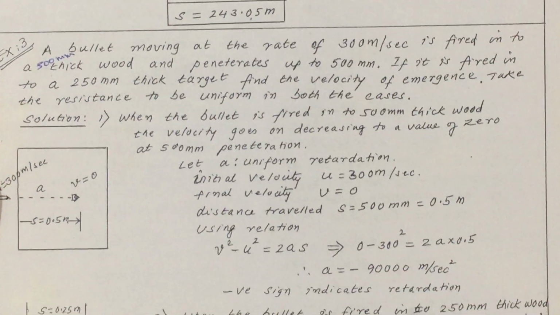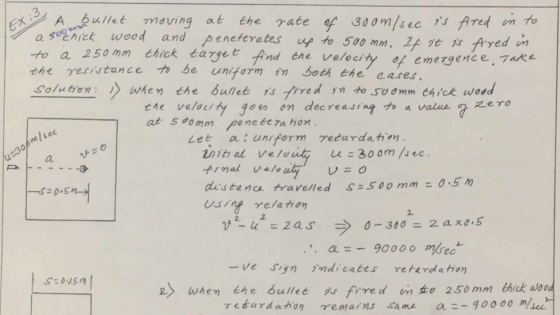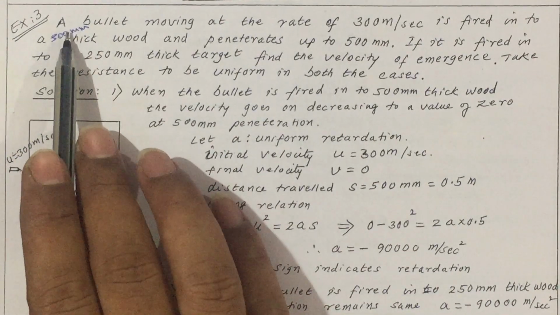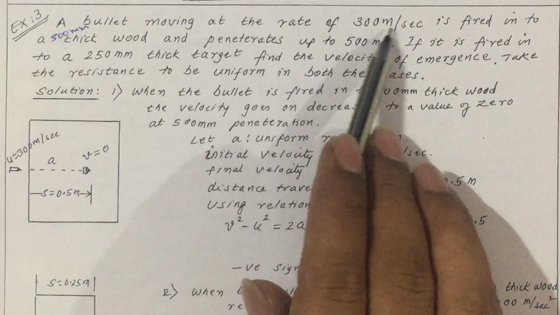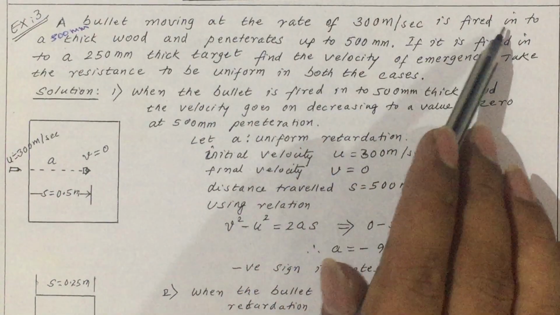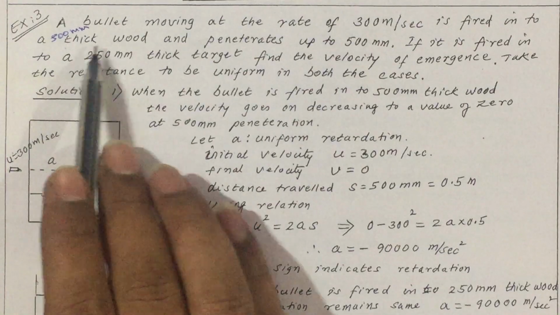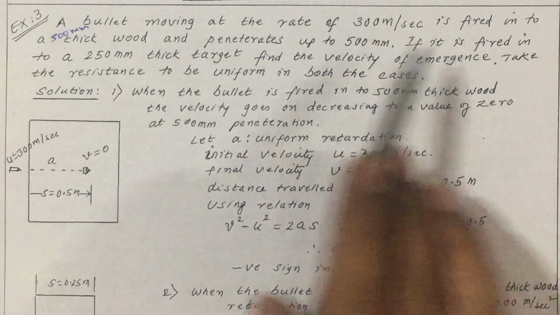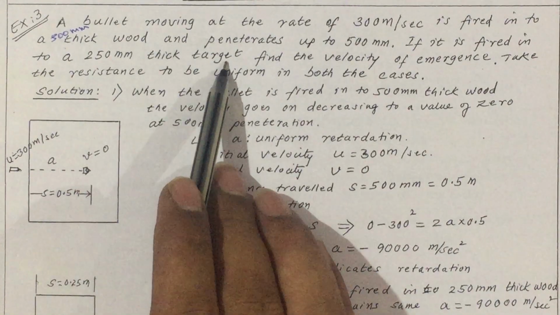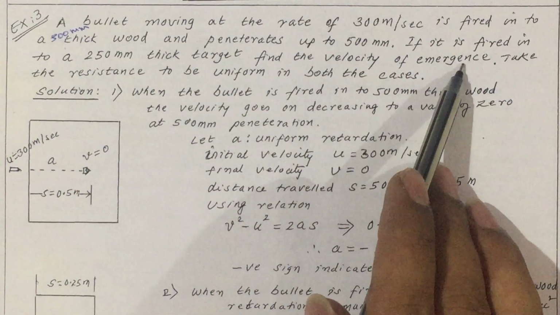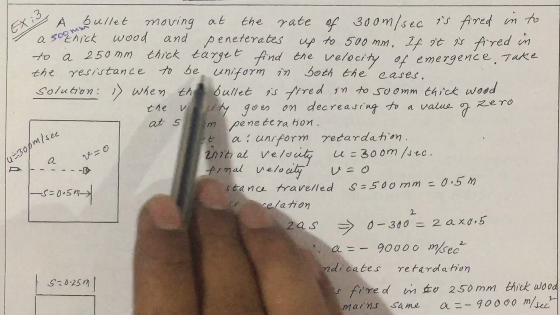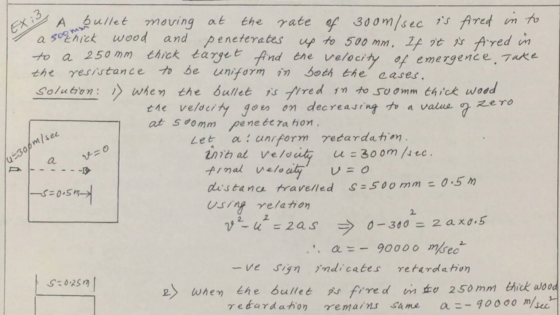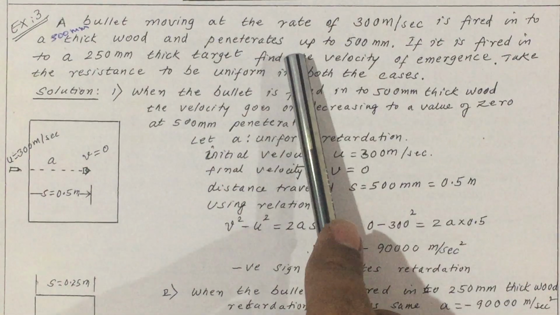Then let us come to the third numerical. Example 3. A bullet moving at the rate of 300 meter per second is fired into a 500 mm thick wood and penetrates up to 500 mm. If it is fired into a 250 mm thick target, find the velocity of emergence. Take the resistance to be uniform in both the cases. Here again there are two cases.